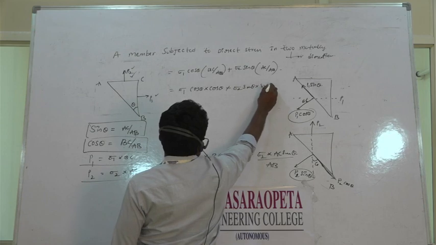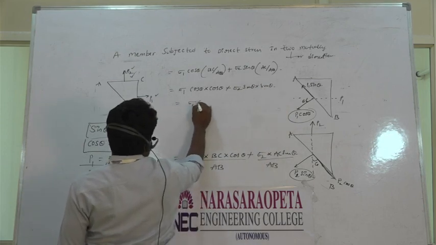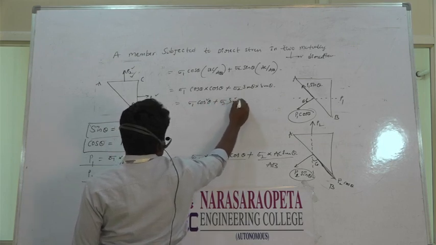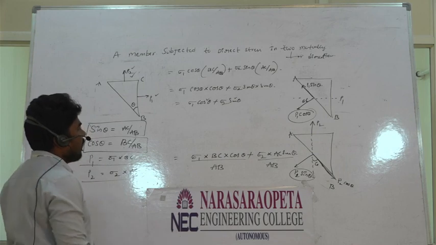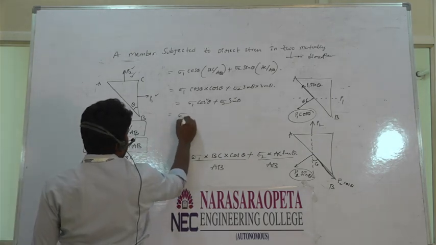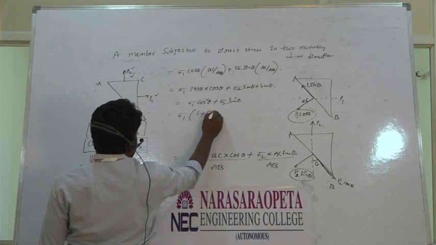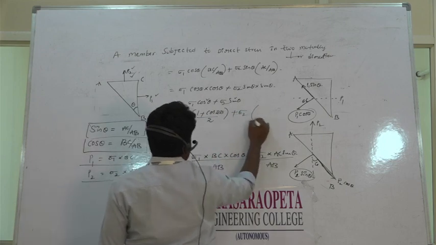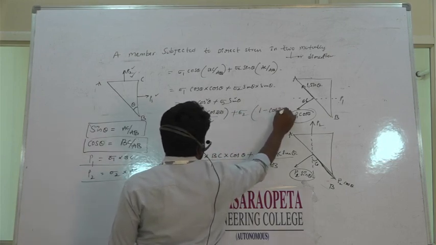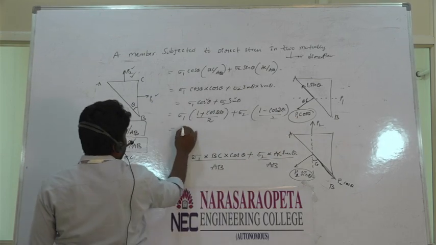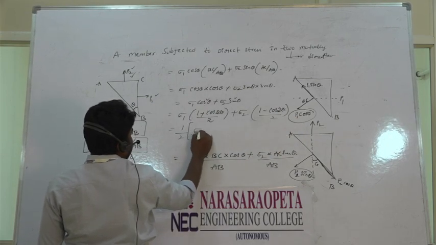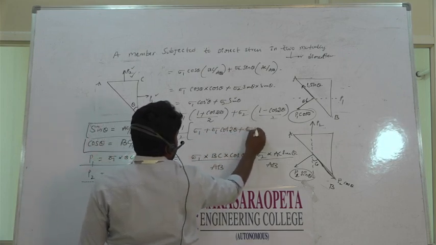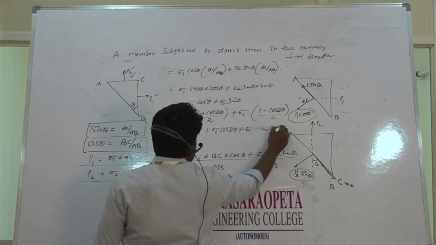So sigma 1 cos square theta plus sigma 2 sin square theta. It is further modified from the trigonometric equation. So cos square theta equals 1 plus cos 2 theta by 2, and sin square theta equals 1 minus cos 2 theta by 2. So 1 by 2 is sigma 1 plus sigma 1 cos 2 theta plus sigma 2 minus sigma 2 cos 2 theta.